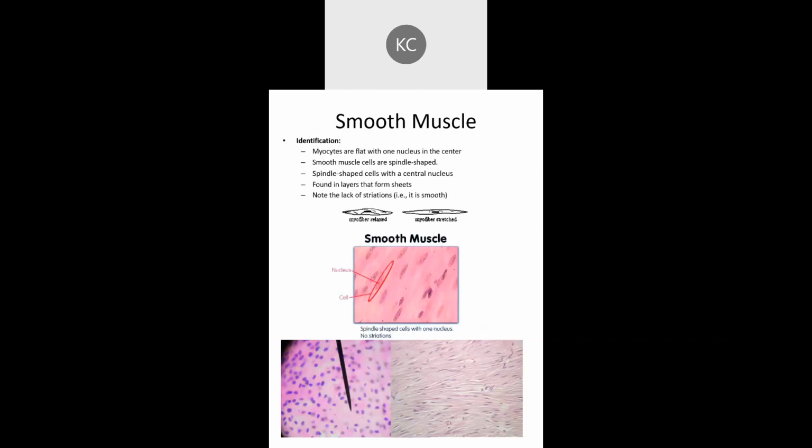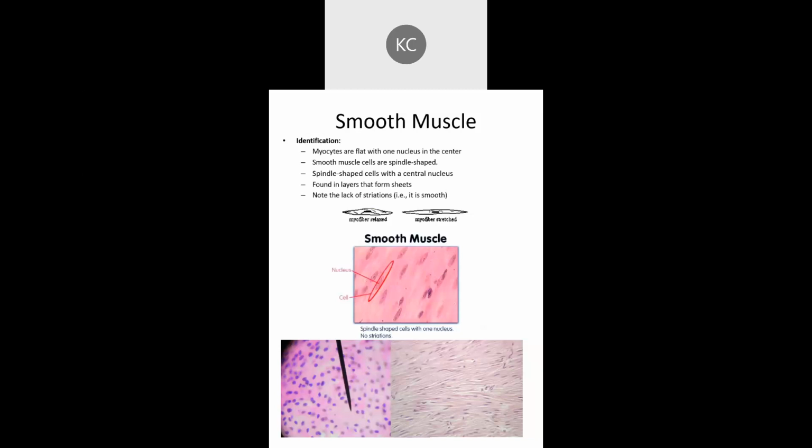The term smooth comes from this idea that it is not striated. So this is our only non-striated muscle tissue. And instead of saying non-striated, we just say smooth. So the name of this is smooth. It has a smooth appearance to it without the presence of those striations.